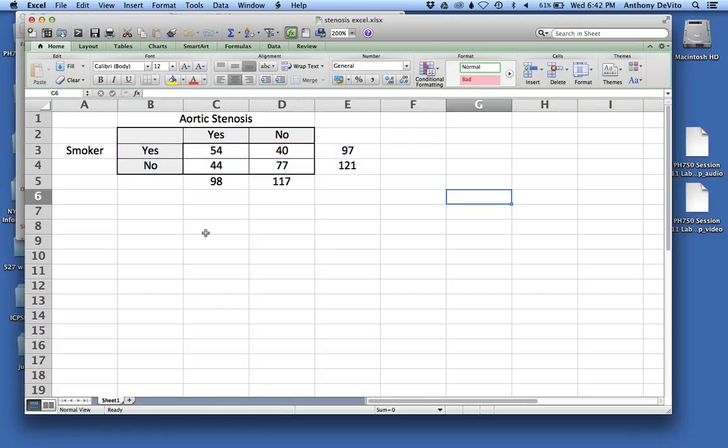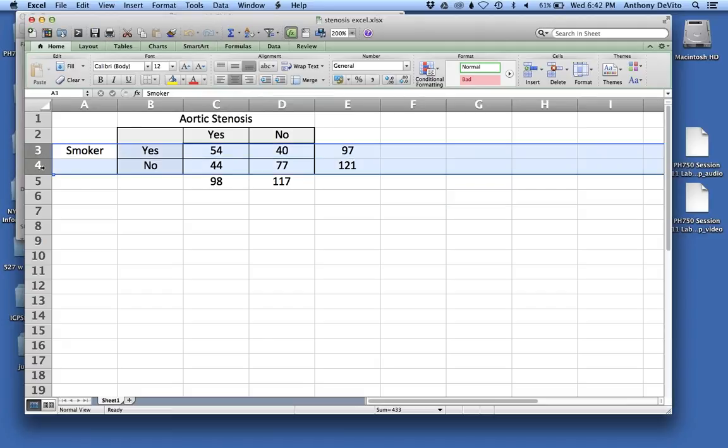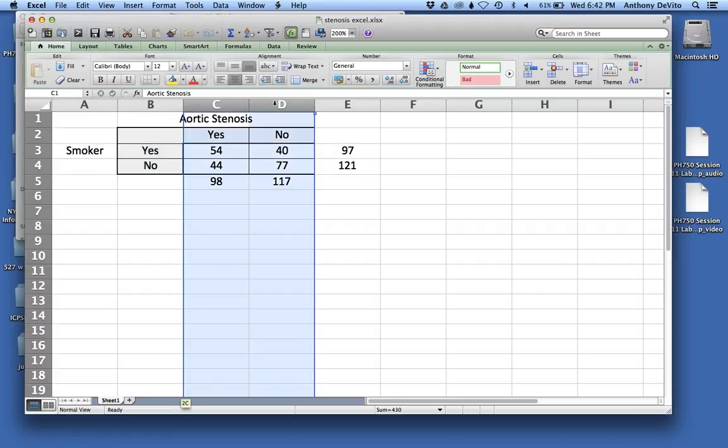So what kind of variables do we have here? We have two categorical variables. We have smoking status, yes or no, that's one categorical variable, and we have aortic stenosis. That's another categorical variable. You have it or you don't have it.